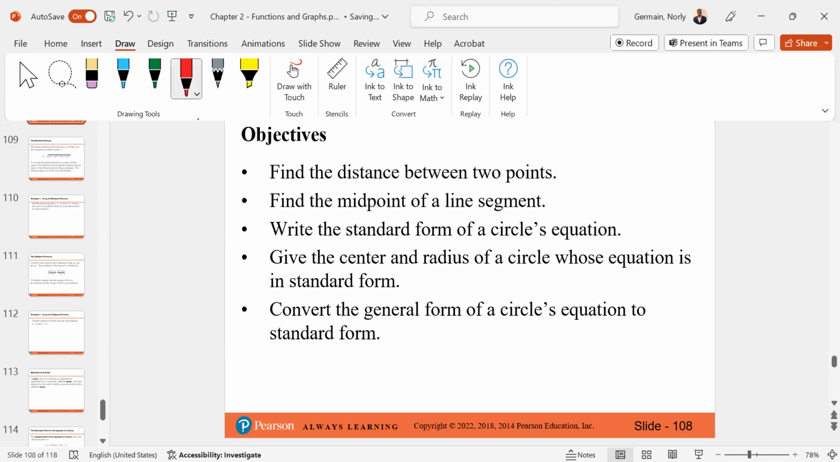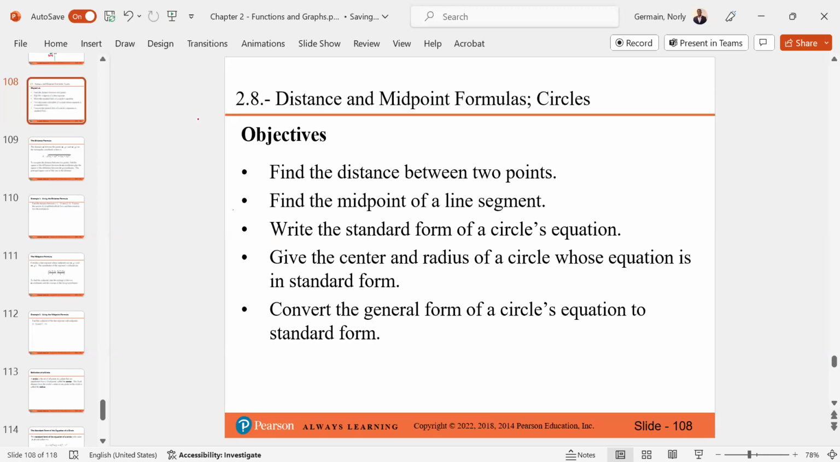We're going to complete these sections. This chapter, of course, is functions and graphs, with these sections covering distance and midpoints.